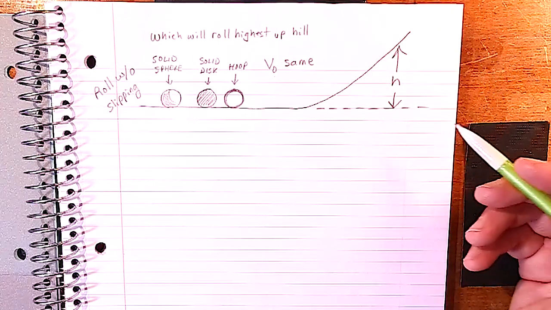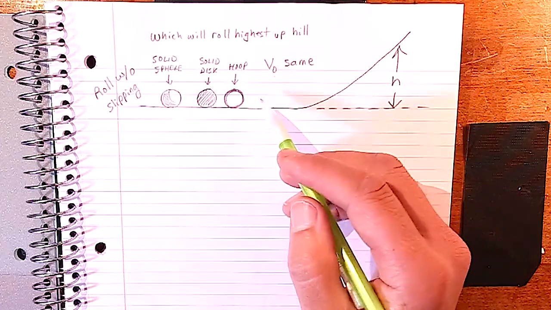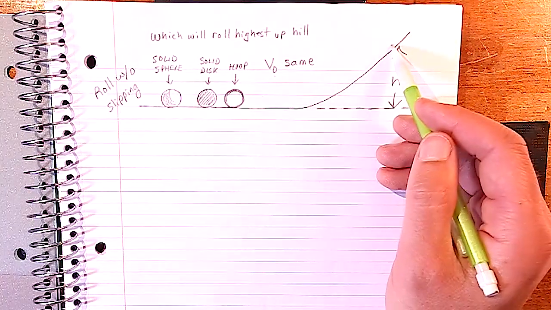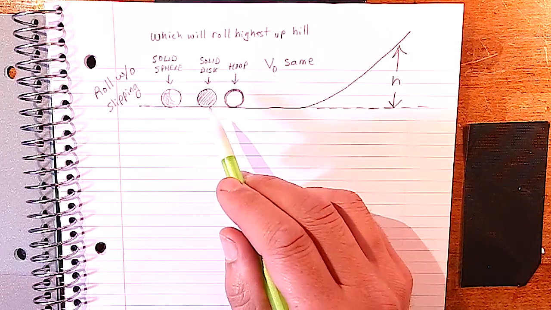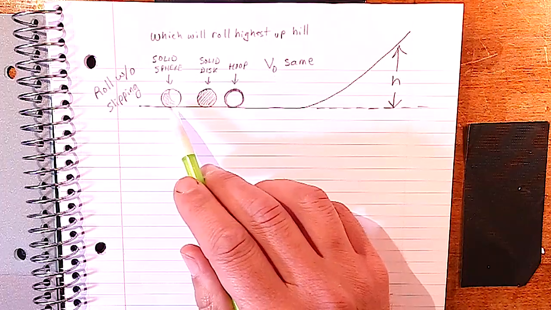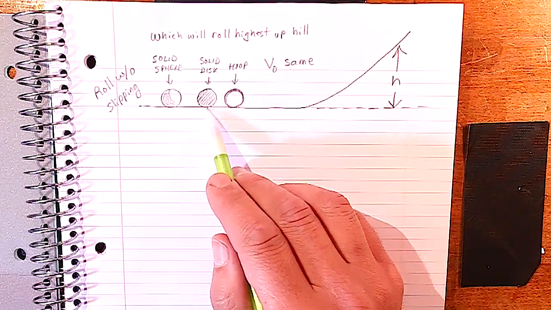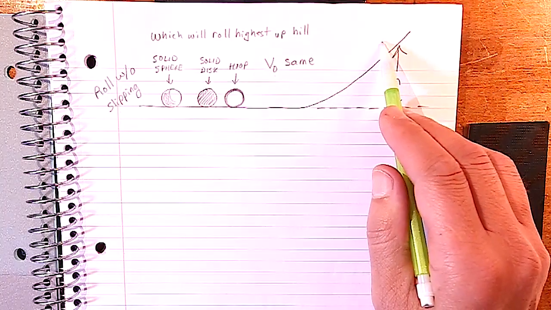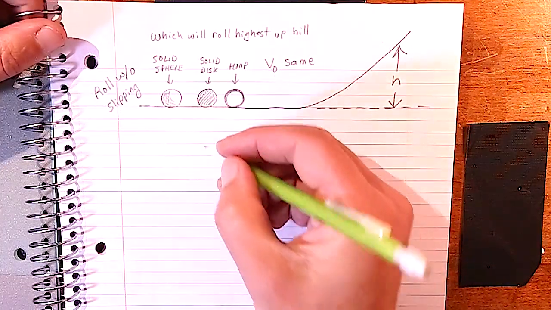Now, when we did this back in the conservation of energy problems, we would say that we have KE turning into PEG. But it's not as simple because these are rolling. They are rotating. So they have KE rot and they have KE trans. So this KE rot and KE trans are going to be what turns into PEG. So which one is going to roll up the highest?